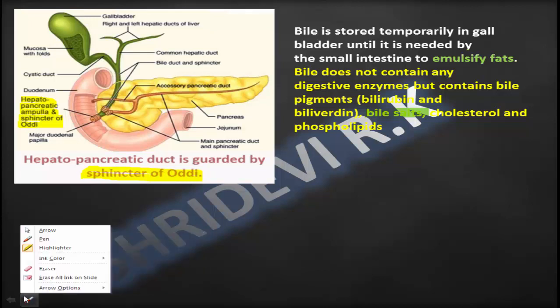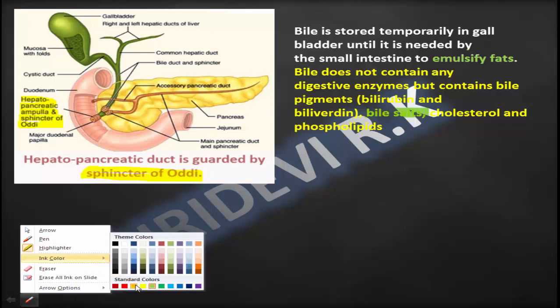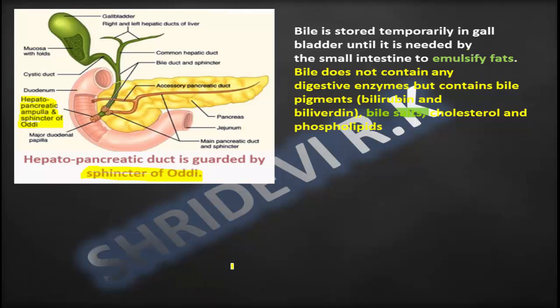What you need to remember? Bile is stored in the gallbladder temporarily. Whenever it is required by the small intestine for the emulsification of the fats, that bile is secreted, but the control of the hepatopancreatic duct is guarded by the sphincter of Oddi. This is the only juice which does not contain any digestive enzymes.